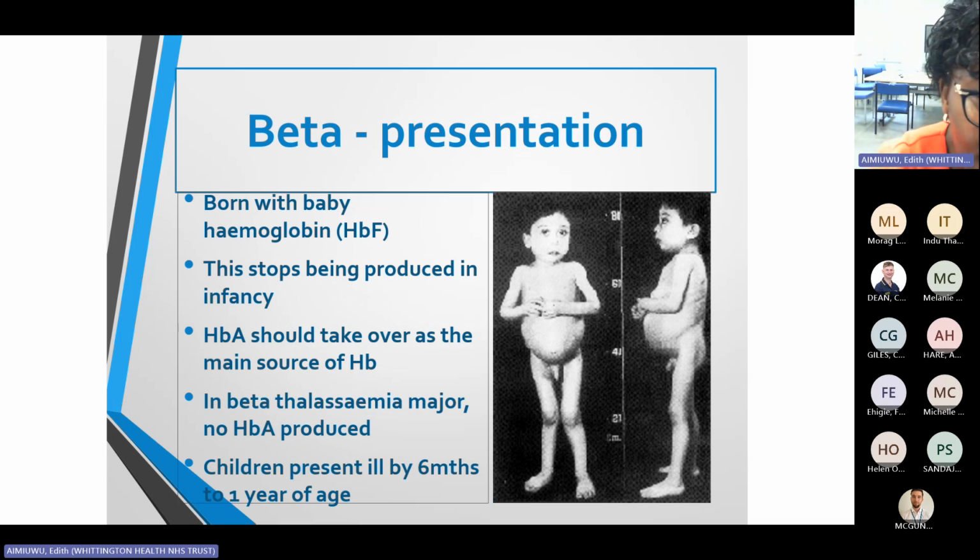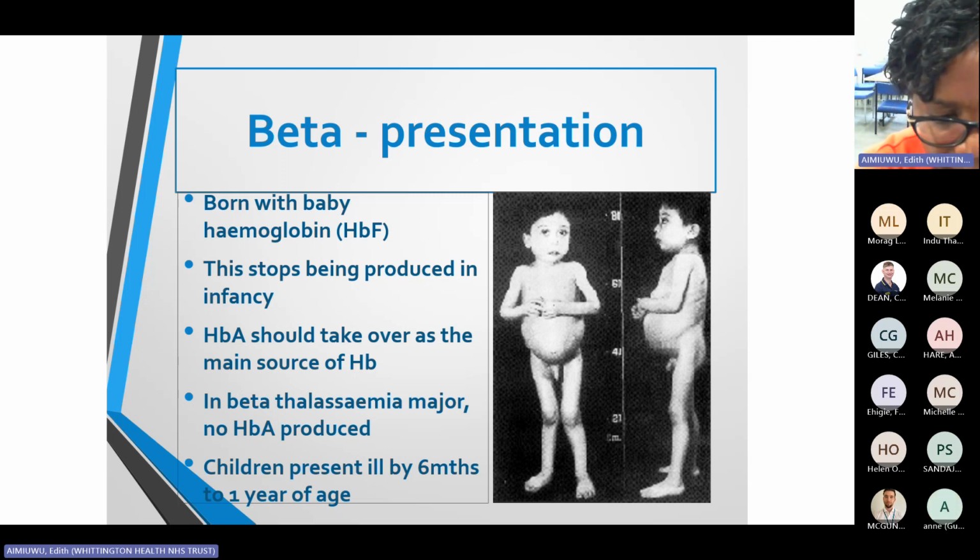Presentation. Usually babies are born with hemoglobin F, but this stops being produced in infancy. HbA subsequently replaces the HbF and takes over as the main source of hemoglobin production. But in beta thalassemia major or transfusion-dependent thalassemia, no HbA is produced.